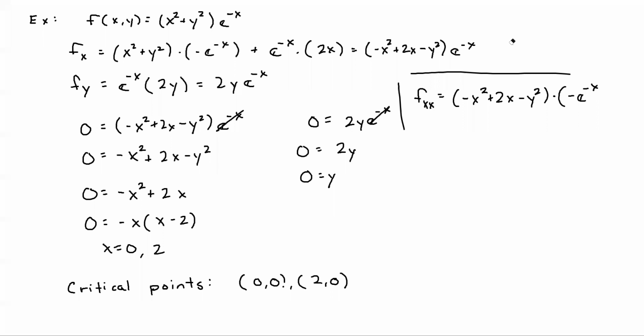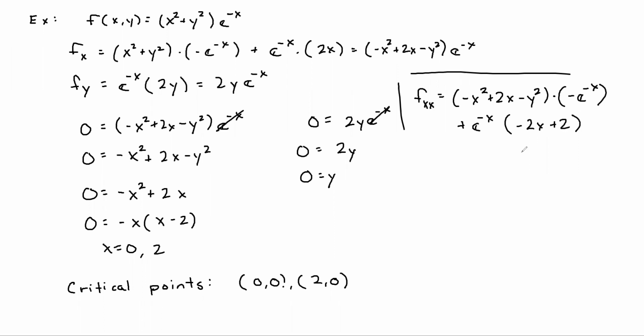And then first times the derivative of the second plus second times the derivative of the first. And we're differentiating with respect to x here. So we're going to have -2x plus 2.